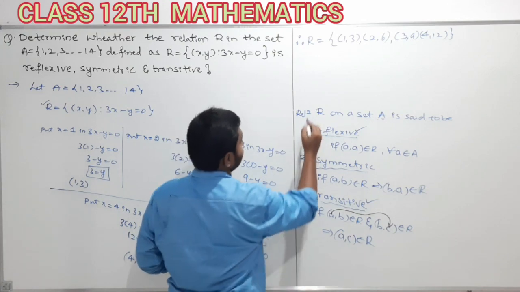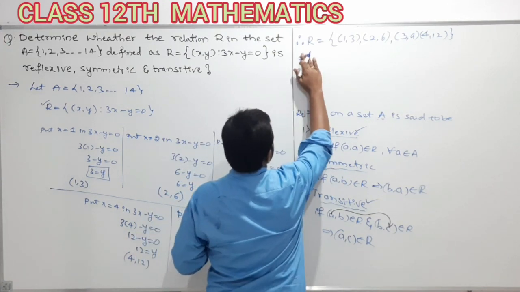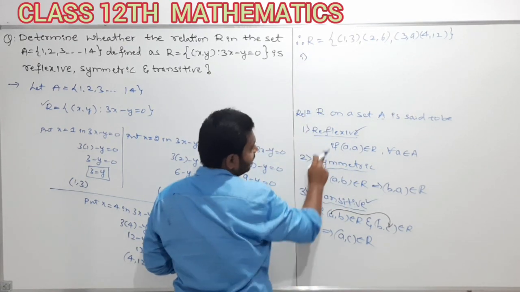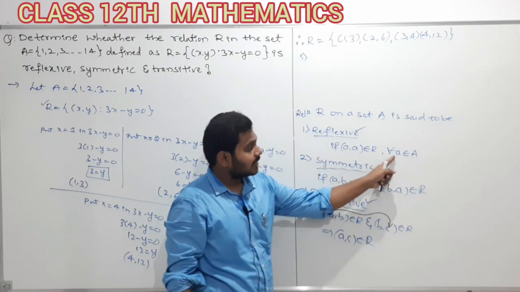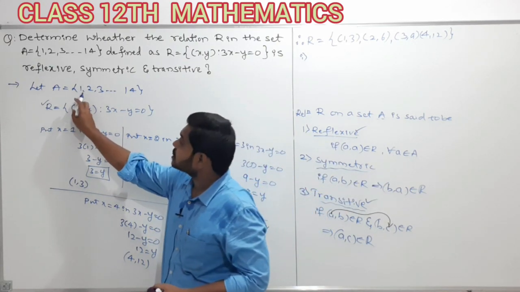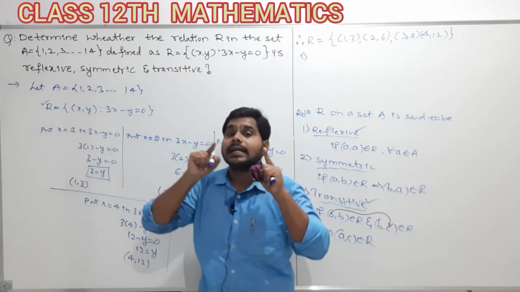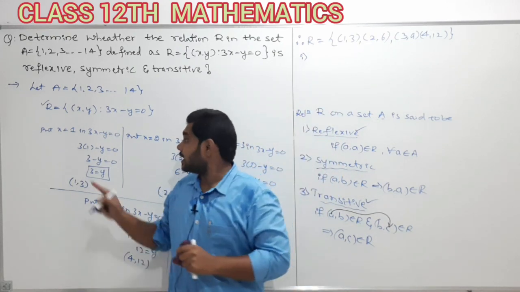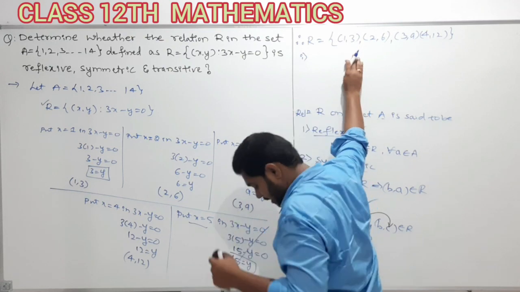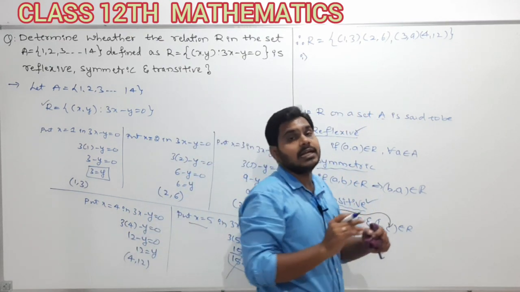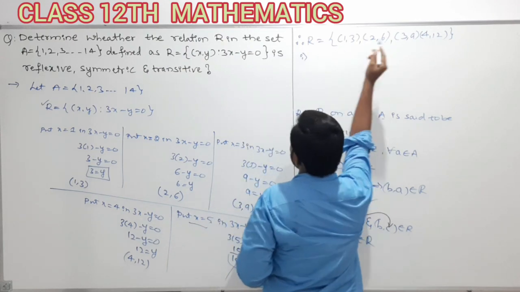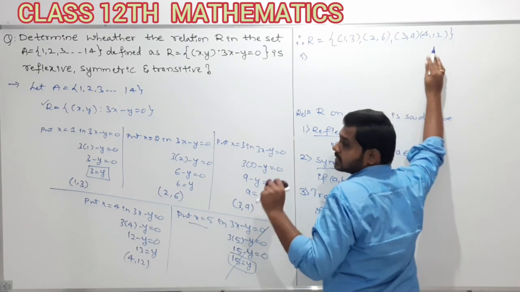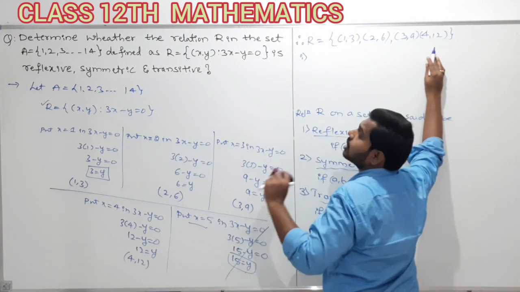So first I'll check the first condition, reflexive. Reflexive means, as I told you, every element of A must be related to itself. It means in the relation R, 1, 1 must be there, 2, 2 must be there, 3, 3 must be there, 4, 4 must be there. If such elements are there, we can call such a relation R reflexive. But in the relation R there are no such ordered pairs. Even the starting element 1, 1 is not there.